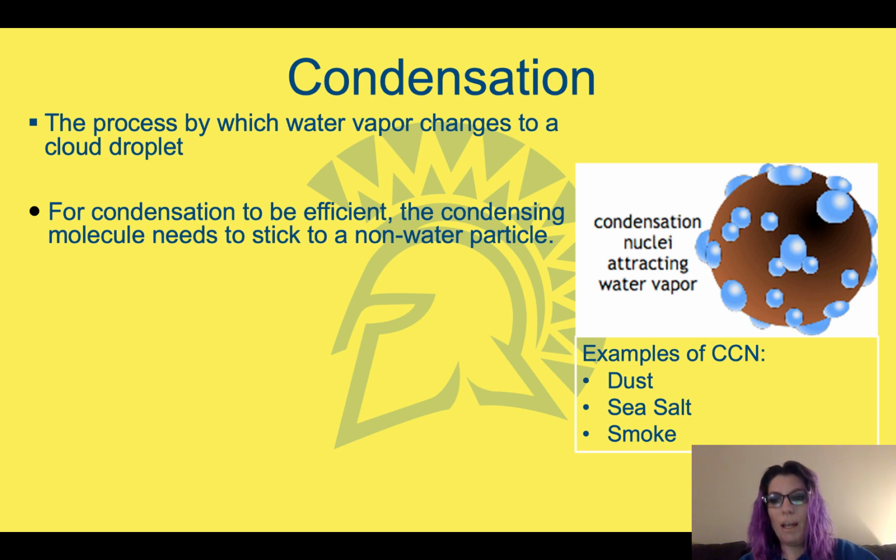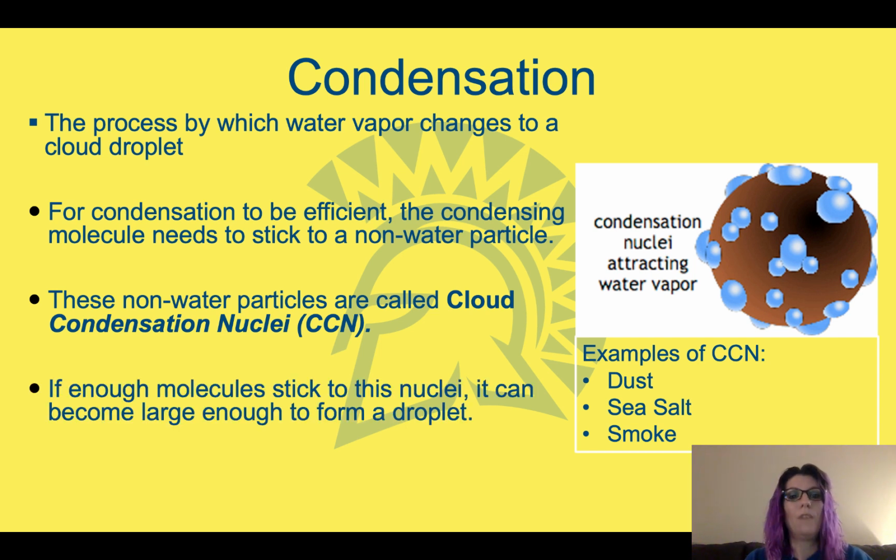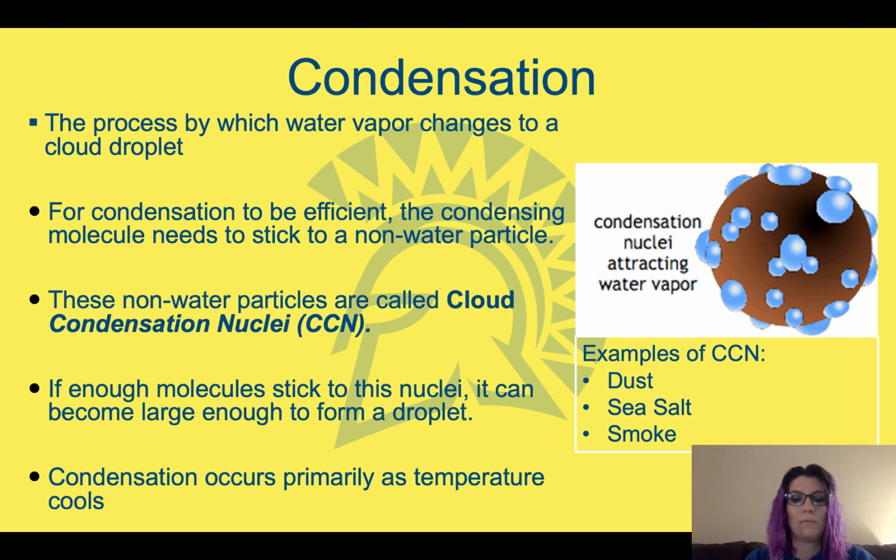But for condensation to happen, it actually has to have something to condense upon. And this something is called a cloud condensation nuclei. Now, a CCN, or cloud condensation nuclei, can be something like dust or sea salt or smoke. Any small little particle inside the air can act as a cloud condensation nuclei. Now, if enough molecules stick to the nuclei, then it can become large enough to form a droplet. And condensation occurs usually as temperature cools. We'll go over that here in a minute with dew point.